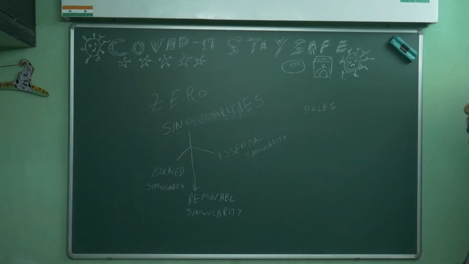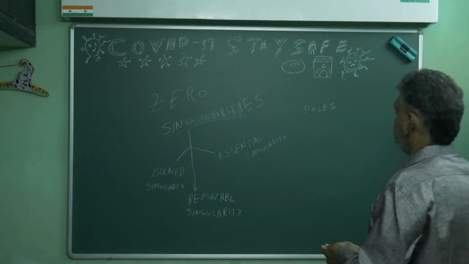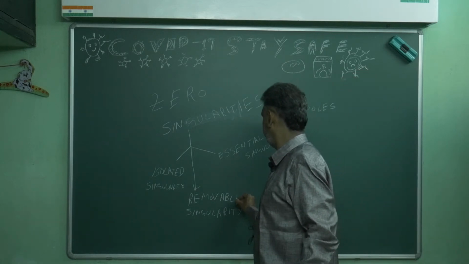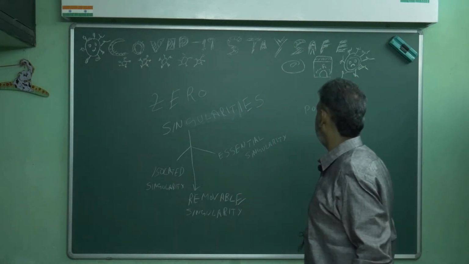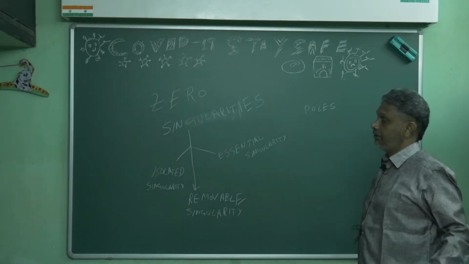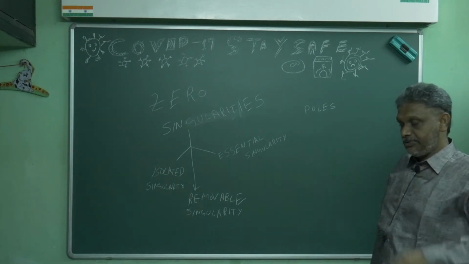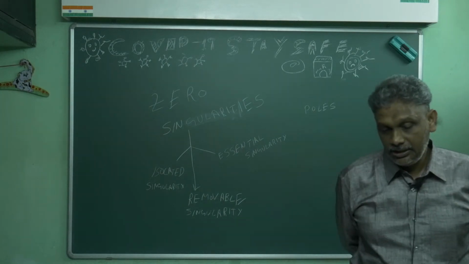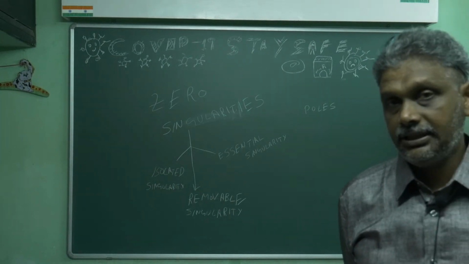Today in this video we are going to discuss zeros and singularities. In singularities, three types are there: isolated singularity, removable singularity, and essential singularity. In between, I will discuss poles also. What is the meaning of zeros? Zeros are nothing but roots. You already did this in lower standards.